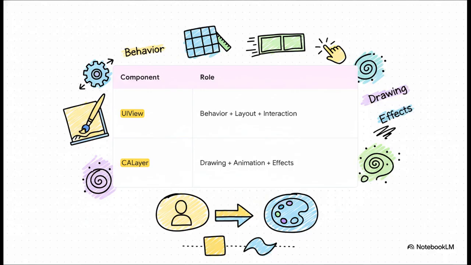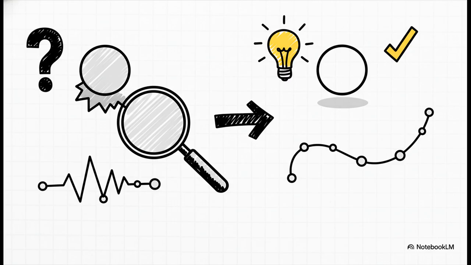UIView is for behavior, layout, and interaction. CALayer is for drawing, animation, and effects. Just think, behavior versus appearance. It's that clear. And why does this matter so much? Well, because next time a shadow isn't showing up right or an animation feels a little choppy, knowing who to talk to, the view or the layer, is how you're going to fix it.